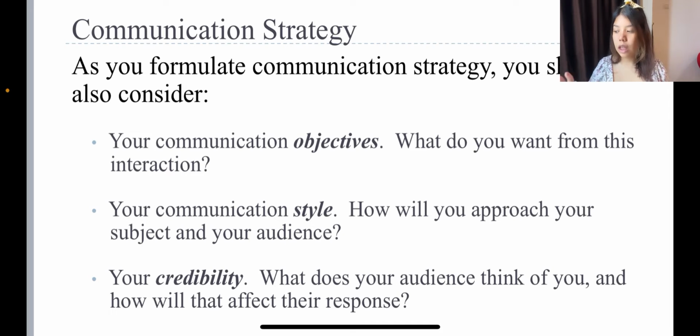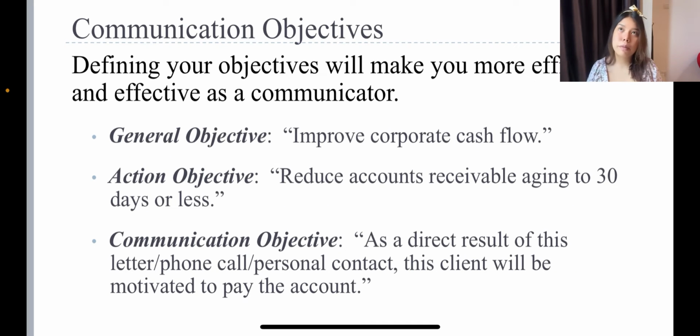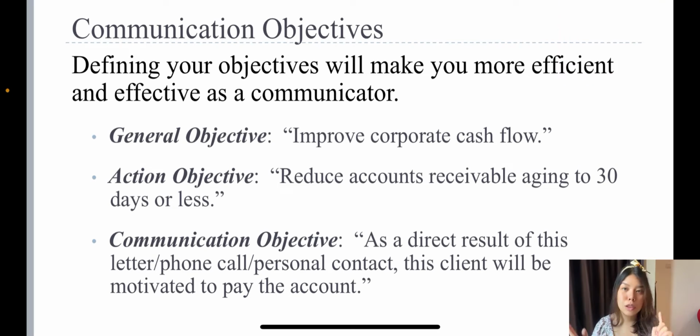So moving on to the next lecture, communication objectives. Defining your objectives will make you more efficient and effective as a communicator. The first one is general objective, for example, improve corporate cash flow. Next is action objective, which is where we want to see an action, for example, reduce accounts receivable aging to 30 days or less. So we want to see actions. Next is communication objective, like after you communicate, you want to see something, for example, as a direct result of this letter, phone call, or personal contact, this client will be motivated to pay the account.